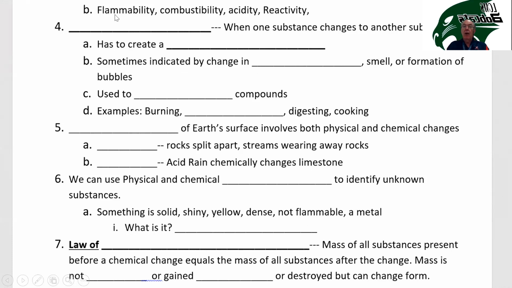Okay. Some of the chemical properties are flammability, whether or not it'll burn, or combustibility. Those two mean the same thing. Whether it will dissolve in acid, whether it's reactive with other substances. Okay. If there's a chemical change, it's when one substance changes into another substance. We say for a chemical change, it has to create a new substance. So like the wood, if you burn the wood, it makes a new substance. You got the ashes. So you got the wood, now you got ashes. There was a bunch of smoke, and there's some water vapor that came out of the wood. All of those are different than the original wood was.